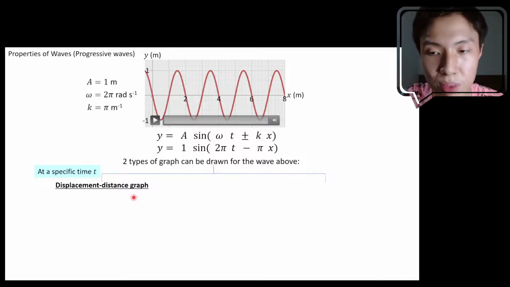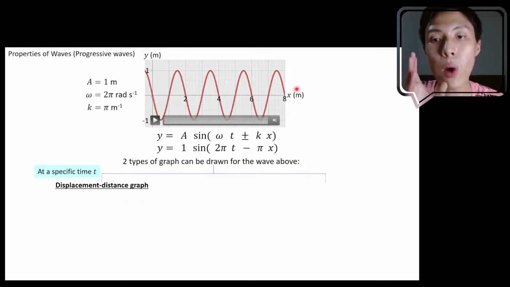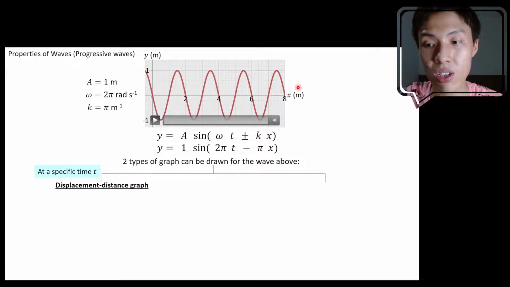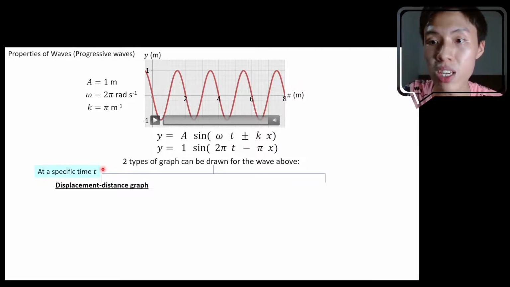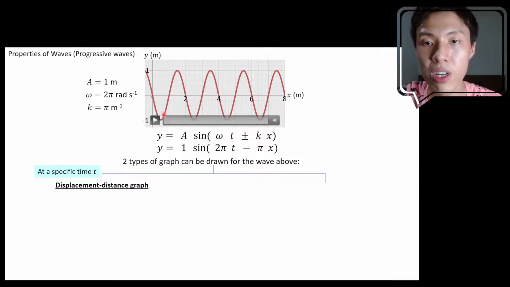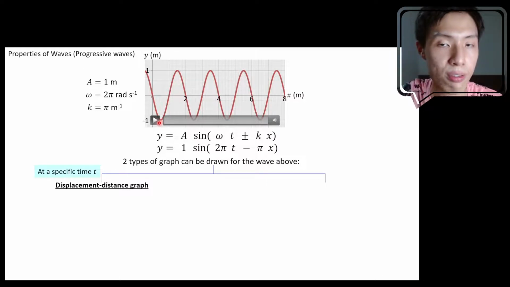So the displacement distance graph is actually similar to what you are seeing on top over here. This graph here is actually a displacement distance graph because this is y, this is x. But the limitation when we are drawing this graph is that we have to limit ourselves to a specific moment only. You can only draw this graph at a specific time. As you can see here, this is what we can draw on a piece of paper if we don't start the play button. Okay, it's frozen. What does it mean if it's frozen? That means it's frozen at one specific moment.